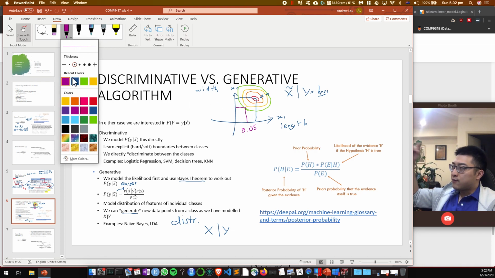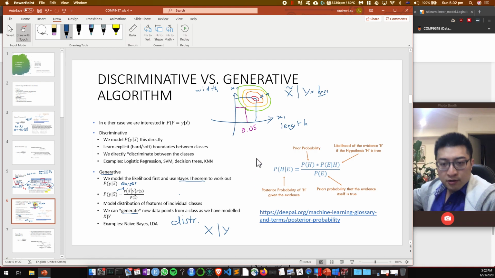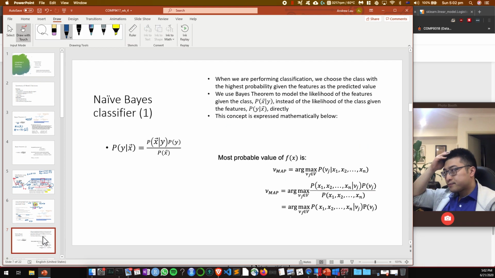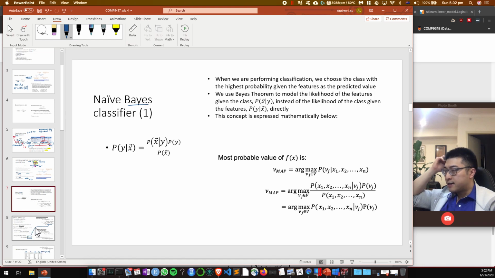So I'm trying to give you a bit of a flavor as to why it's called generative, because it allows you to generate this sort of distribution. It allows you to generate the distribution of your features given your class, and this is not as easy to do with a discriminative algorithm. Okay, so hopefully that gives you a bit of flavor. Now, I hope we're all comfortable with Bayes right now, or a bit more comfortable. Let's move on to the naive Bayes classifier and why it's so interesting.